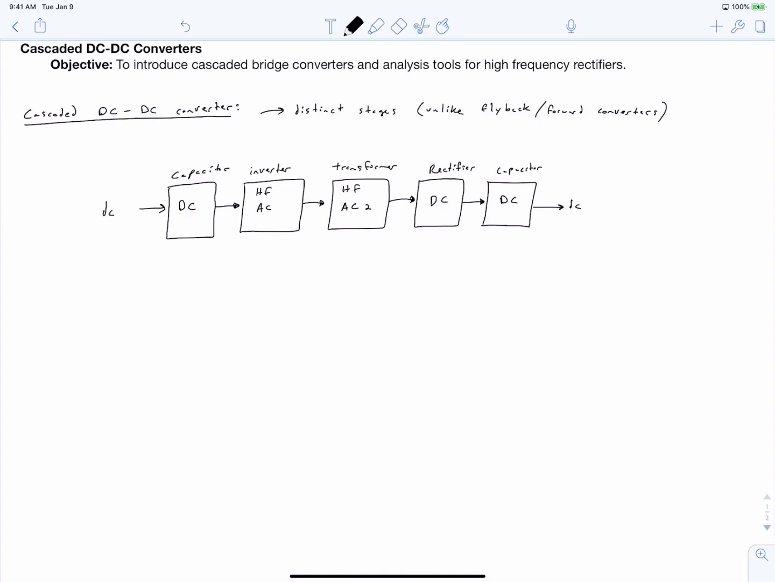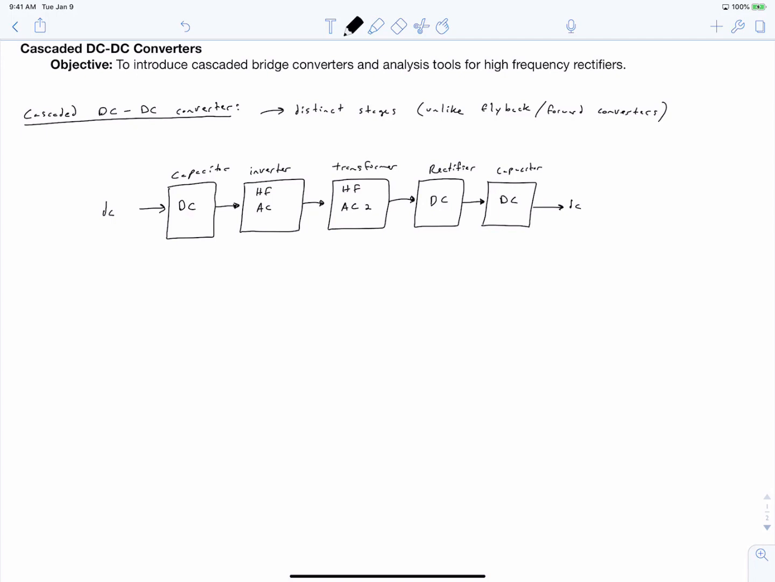The DC voltage is connected to a voltage stiffener for an inverter, so a capacitor, and the capacitor is then directly connected to an inverter. And again, remember, these are distinct blocks, so the inverter is its own distinct block in the system. The inverter is connected directly to a transformer that steps a high frequency AC signal up or down to a second AC signal, which is then rectified. And finally, that rectifier is connected to a capacitor, which filters out any ripple components so that you're left with a DC output voltage.